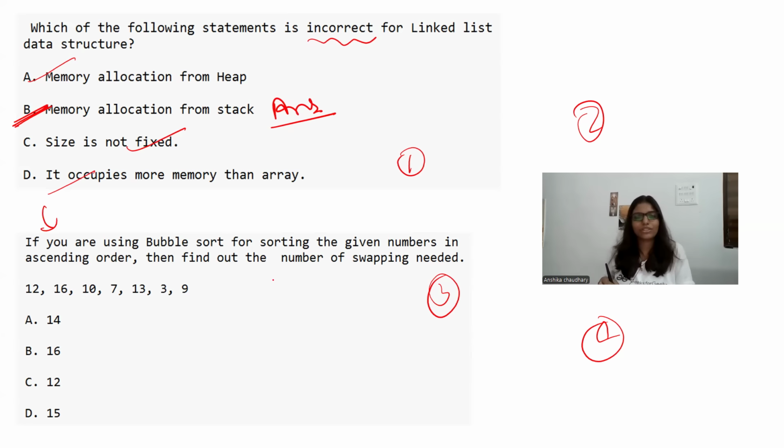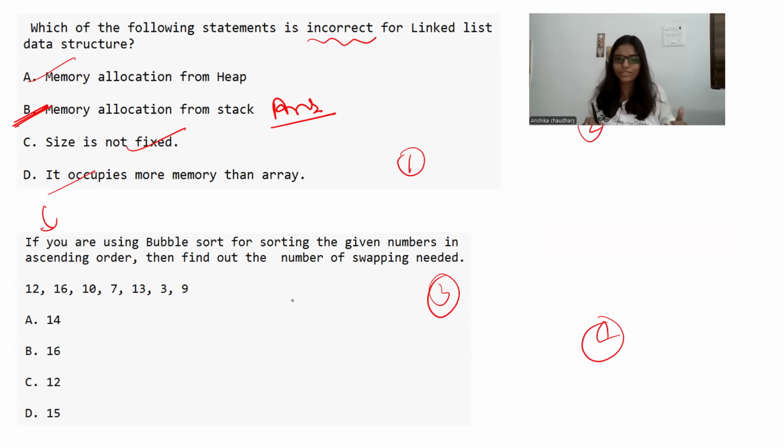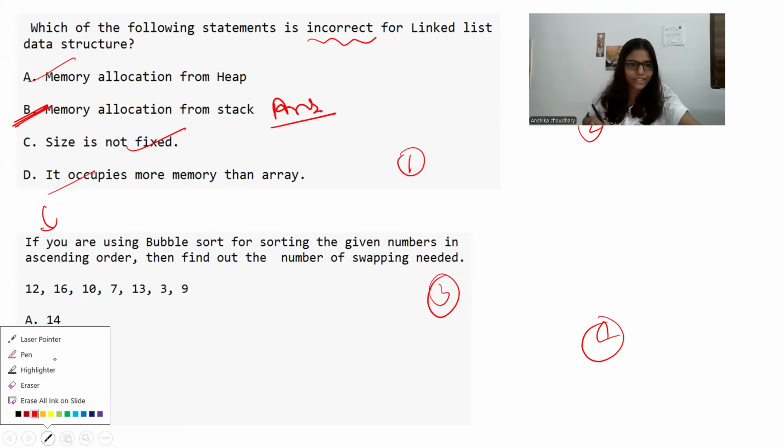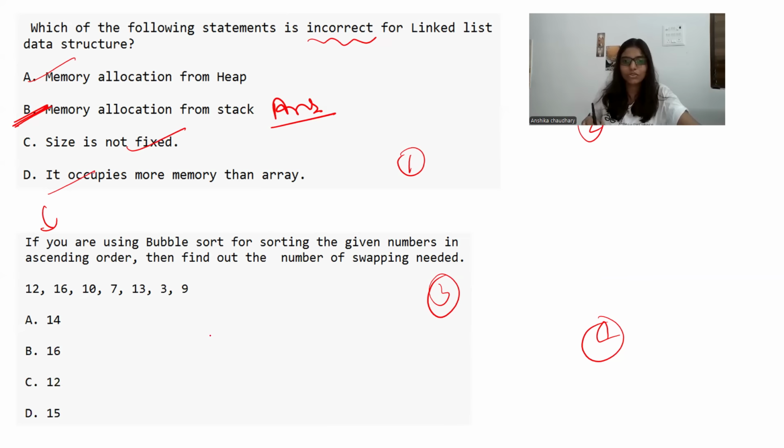Let's have a look at this question. If you are using bubble sort for sorting the given numbers in ascending order, then find out the number of swaps needed. To understand this question, you should know the concept of bubble sort. In short, I'm telling you, because it would take 20 or 25 minutes to explain bubble sort alone: in every iteration, one element, the largest element, goes to its final position.